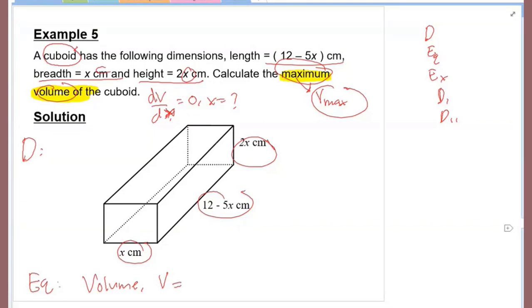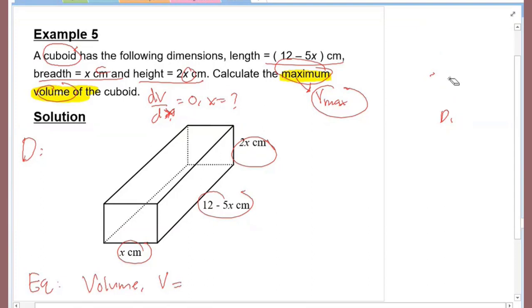Okay, I'll do it here. Okay, here is easier to see. Here. Okay, use the acronym DEDUCT, right? Here, DEDUCT. Okay, so EQ: x times 2x times 12 minus 5x.